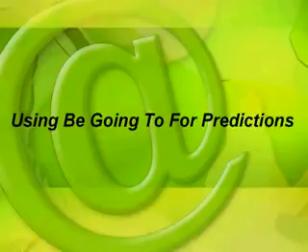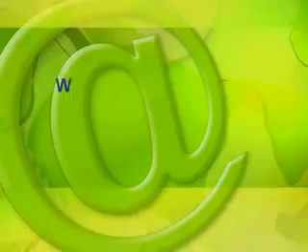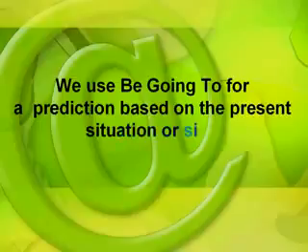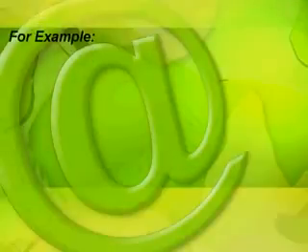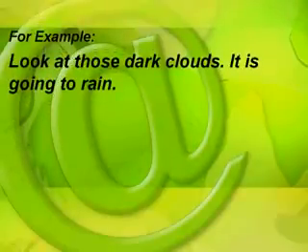Now we look at using be going to for predictions. We use be going to for prediction based on the present situation or sign. For example, look at those dark clouds. It's going to rain. Now you can see that the situation is dark clouds, and then you say that it's going to rain. So your prediction is based upon dark clouds. Your sign and your present situation is those dark clouds.